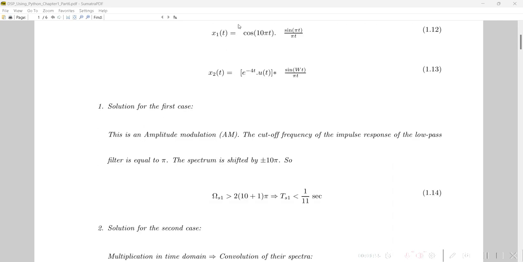Solution for the first case, I mean this signal. Right. This is an amplitude modulation, AM. The cutoff frequency of the impulse response of the low pass filter is equal to P or pi.